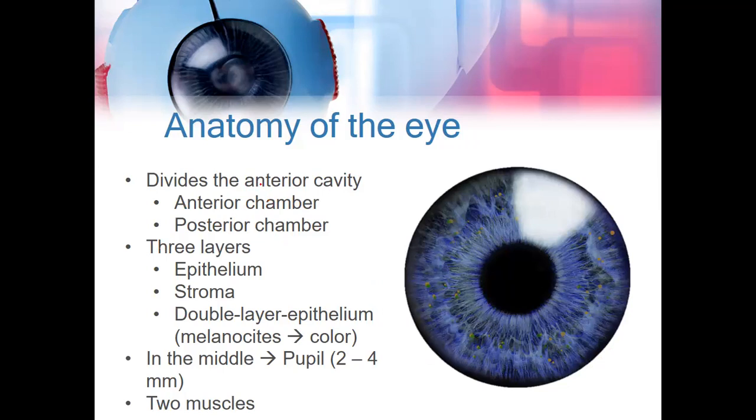As I was telling you in the first class, the iris has three main layers: the epithelium, the stroma, and the double layer epithelium. I remember I told you about this one. The double layer epithelium has melanocytes, which produce melanin, which provides the color to the eye. In the middle, the pupil has a diameter from 2 to 4 millimeters.